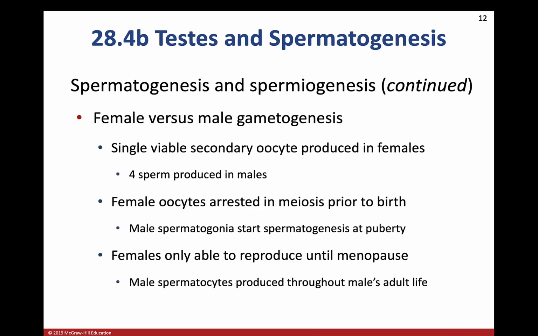Now, if we look at differences between female versus male gametogenesis, one thing to keep in mind: in females, there is a single viable secondary oocyte that's produced, whereas males will produce 4 sperm. Female oocytes are arrested in meiosis prior to birth. Male spermatogonia do not start spermatogenesis until puberty. Females are only capable of reproducing up to menopause. Male spermatocytes are produced throughout the male's adult life, resulting in no real limitation of reproductive lifespan in males.